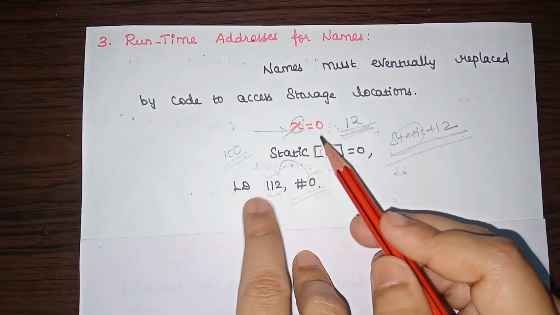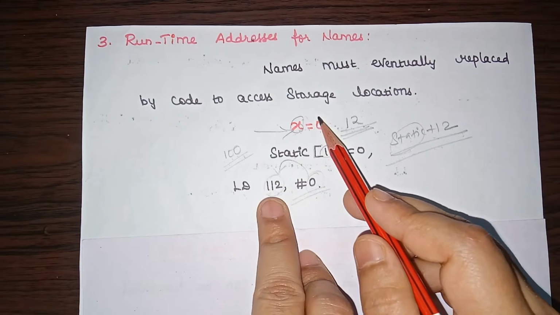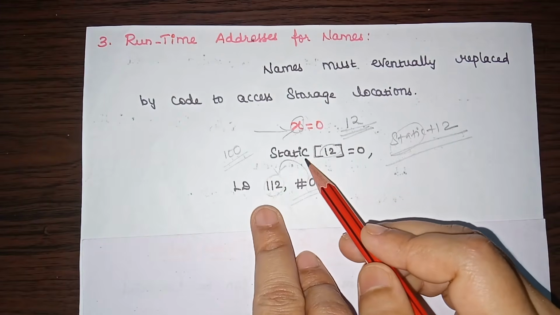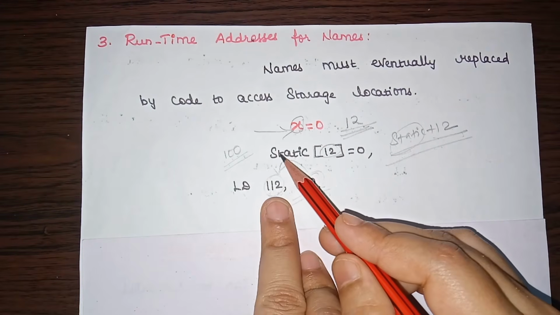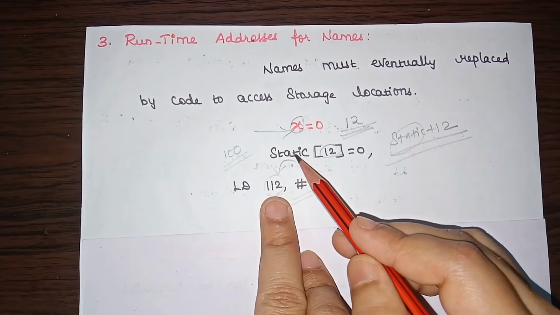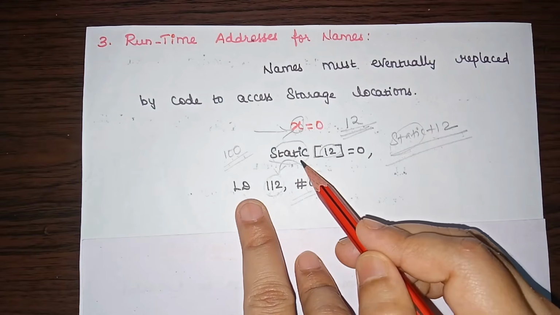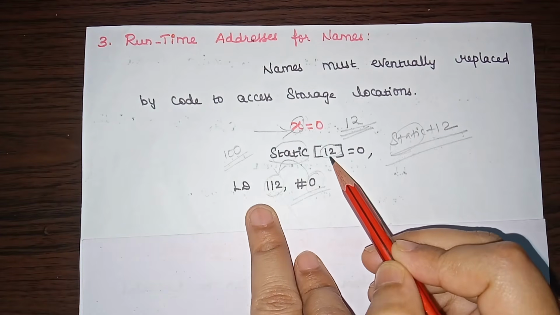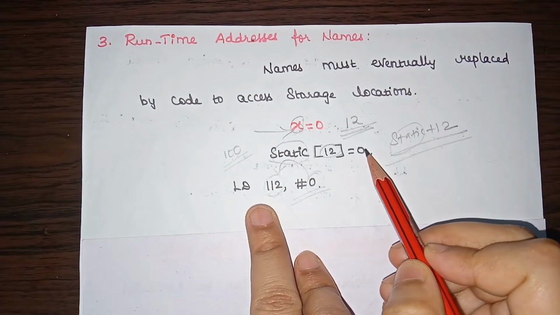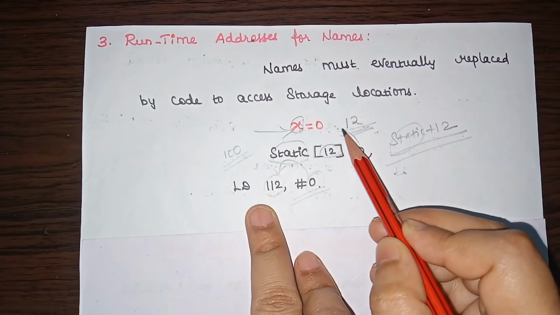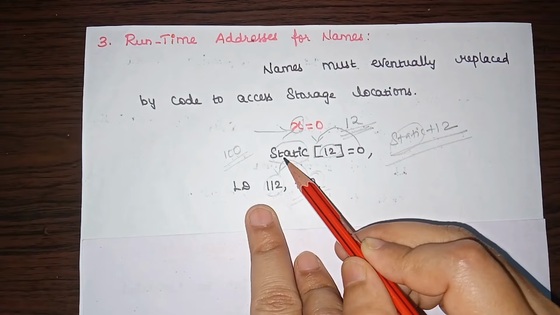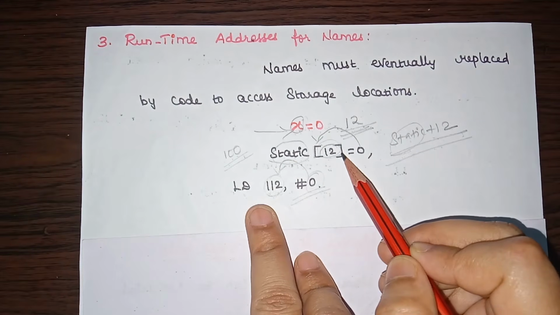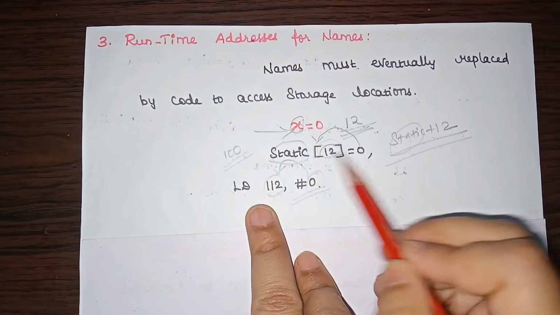So here in static allocation we are assuming that the static allocation has a starting address, which is mentioned by static. How we can represent it is: static of 12 is equal to 0, so we are copying the value 0 to the static address plus the value 12. Okay, so here we are doing the copy operation.